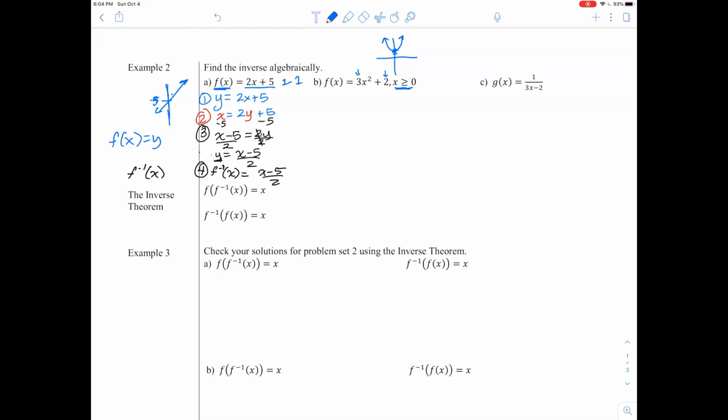But if we constrain it to just x is greater than or equal to 0, then that means that we can get rid of this side of the function so that now it is one-to-one. And since now it is one-to-one with that constraint on the domain, I can find its inverse. So I'm going to switch this out with y equals 3x squared plus 2 over our restricted domain. By the way, it also has a range. If you notice, it has a range of 2 to infinity. That's important, and it has a domain of 0 to infinity.